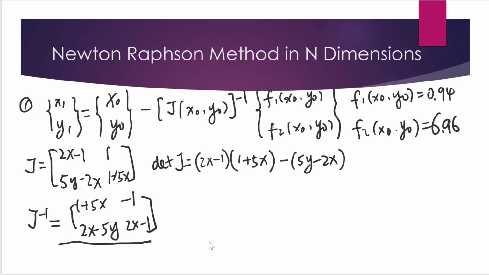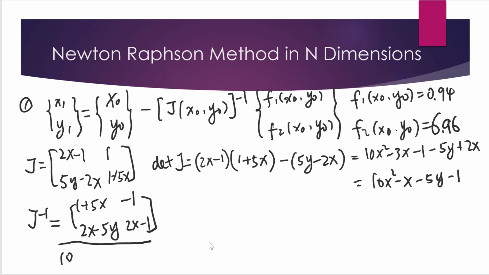So this determinant, if you write it up, is 10x squared minus 3x and minus 1 minus 5y plus 2x. So it's 10x squared minus x minus 5y minus 1. All right, so this will be the denominator. All right, so this is the Jacobian inverse.